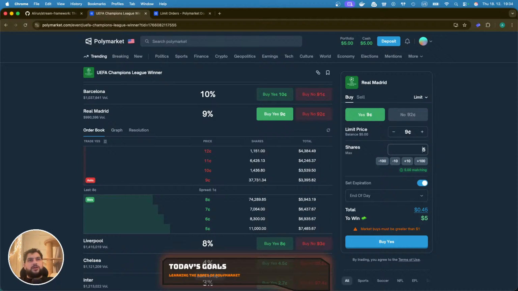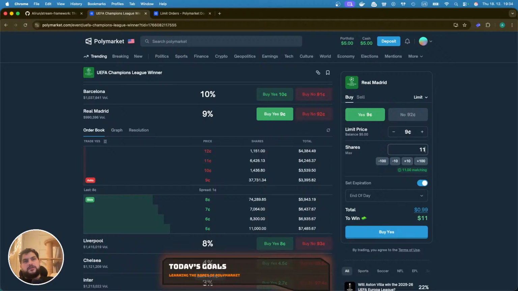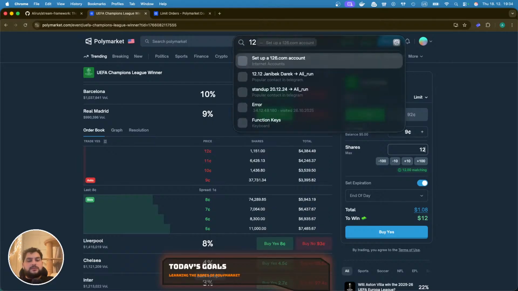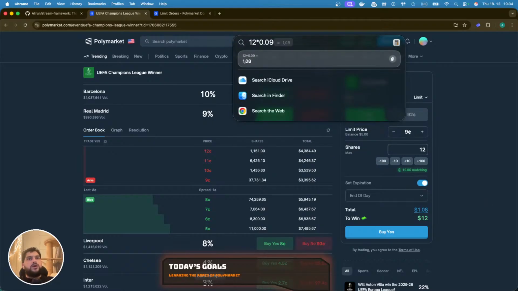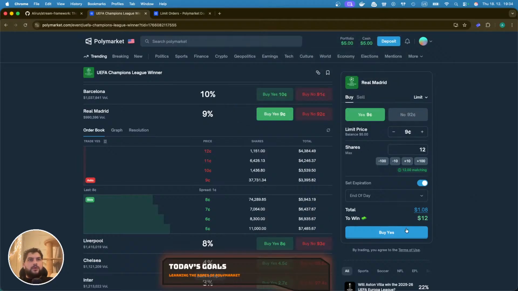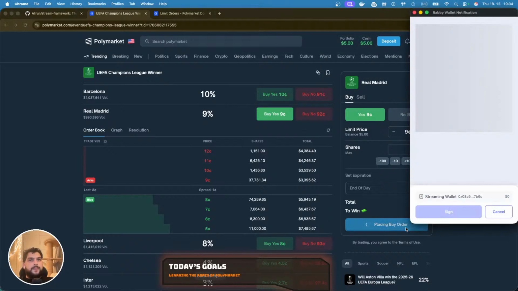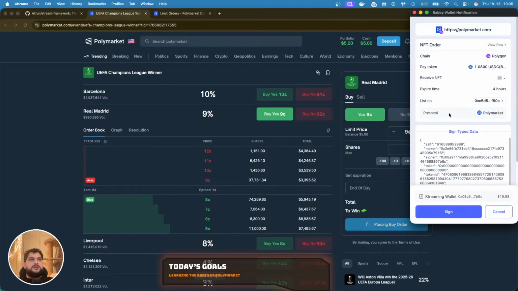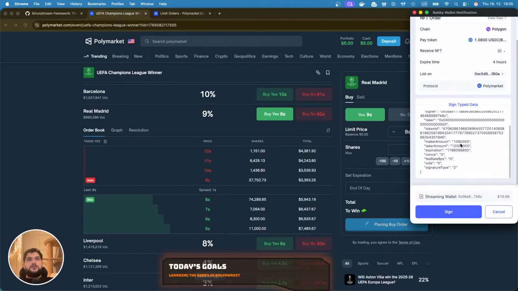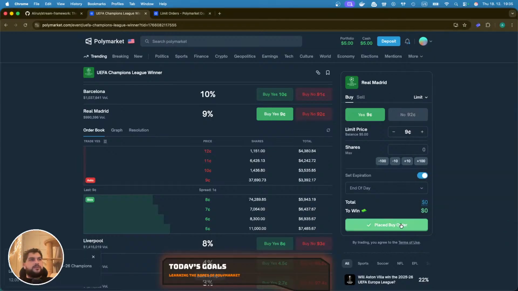How much do we need? Like 10, 12, I guess. 11, 12, 9 cents, 108. Okay, let's buy it. We are going to lose 12 cents straight away, but for the sake of tests I have to do it. We placed the buy order, and it was immediately filled.